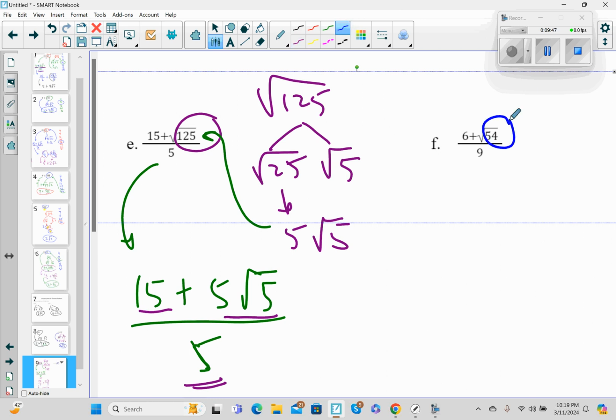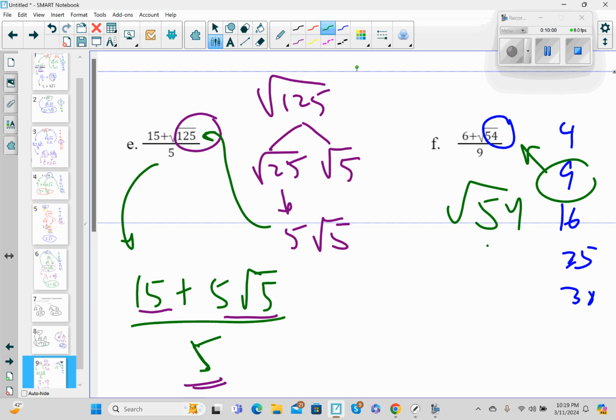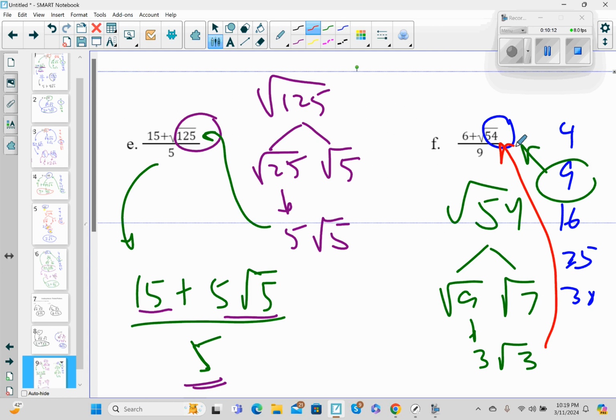Over here, the square root of 54. Okay, so if I go down the list, here it is, 4, 9, 16, 25, 36. 9 is going to go into that. So the square root of 54 is the square root of 9 times the square root of 7. And the square root of 9 is 3, so it's 3 square root of 7. So that's going to go, let's not lose track of this. There's a lot of arrows. That's going to go up here.